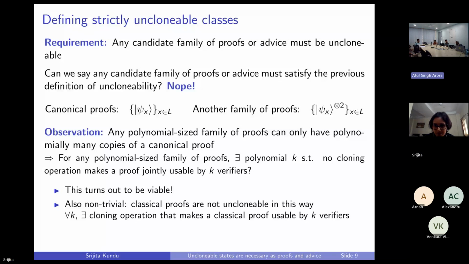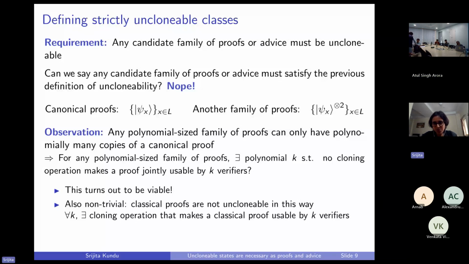And then clearly it would be jointly usable by k verifiers. So I'm guessing you're using some notion of polynomial-sized family of proofs where the polynomial doesn't change. Oh no, the polynomial depends on the size of the proof. Right. So you're saying for every family there would be some polynomial size, but I cannot, like, if I have, okay, that's what I thought. Is it clear? Maybe I misunderstood actually. Okay, explain it maybe and I'll see if I got it.